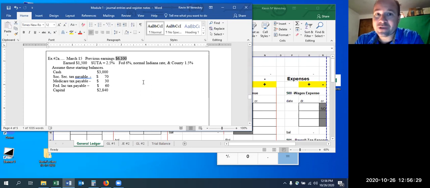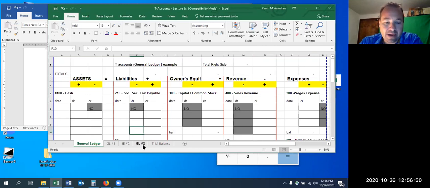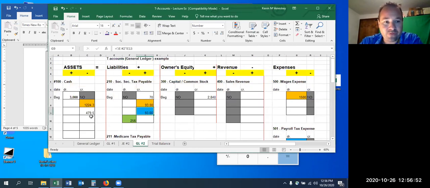Okay, hopefully you paused and you went through that. If not, pause it right now before we go through the answers, because that's going to help you know if you begin to understand the journal entries of payroll. So the first thing here, we got 6,100 in previous earnings. We now have 1,500. All right, so we get in our opening balances. So you need to have those in. So you'll have the 3,000 in cash, your beginning Social Security payable, your beginning capital stock. So you have all of those in.